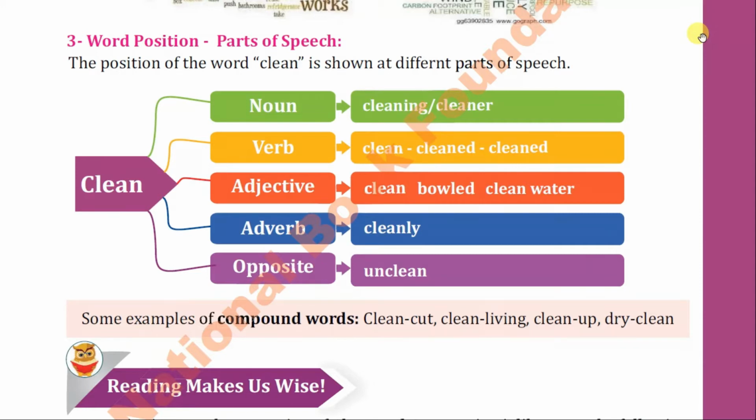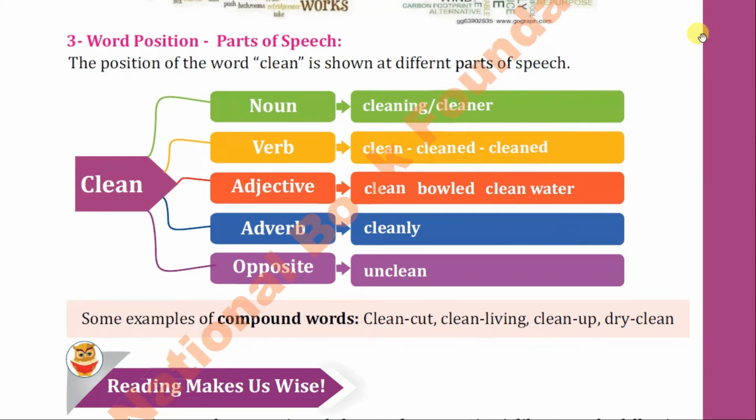Similarly, when it is used as an adjective, for example, clean bowl, clean water. Here, clean is an adjective of bowl, and of water. When we want to make an adverb from it, it will become cleanly. This is also all right. If you want to write the opposite of clean, it will be unclean. So one word can be used in many different ways. These exercises are actually to increase your vocabulary.